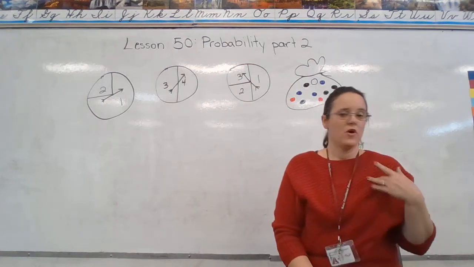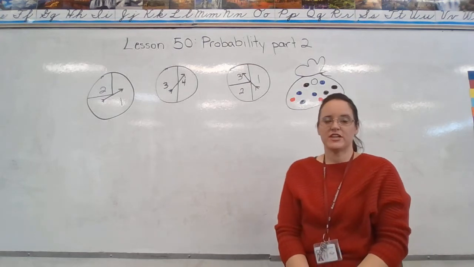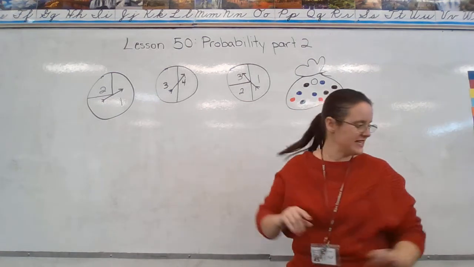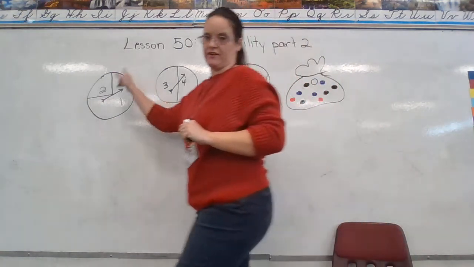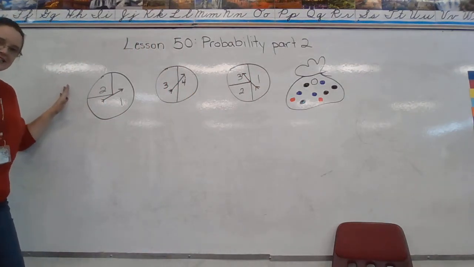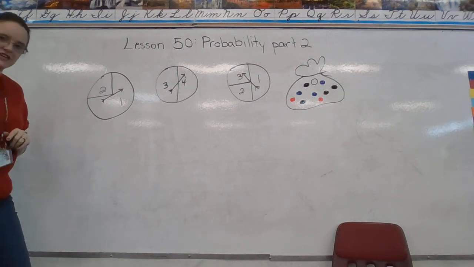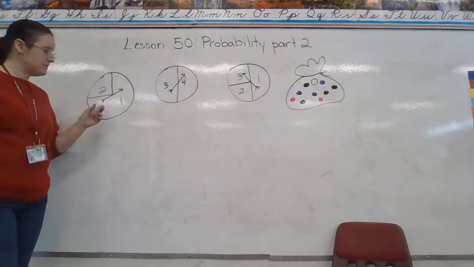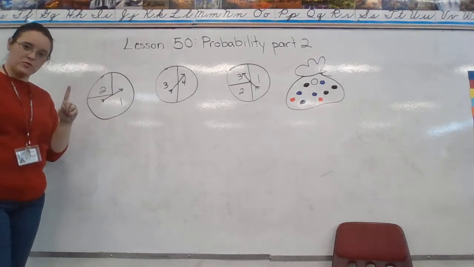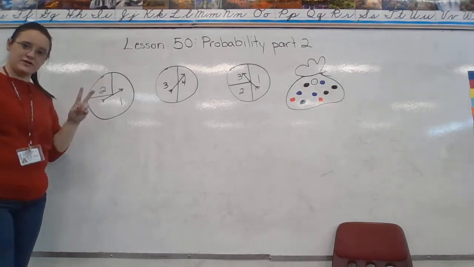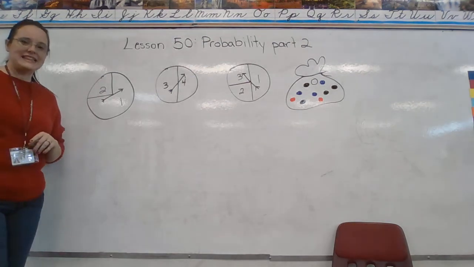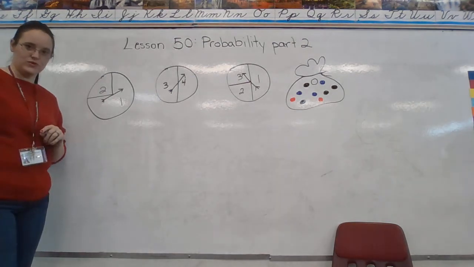So, when we talked about probability before, we talked about things being more likely and less likely. So let's take a look at my first spinner over here. If this were a spinner in a game, would it be more or less likely for the spinner to land on the 1? It would be more likely because look at all of this space that's for number 1 versus this little bit of space that's for number 2. So it's more likely to land on 1. It's less likely to land on 2.